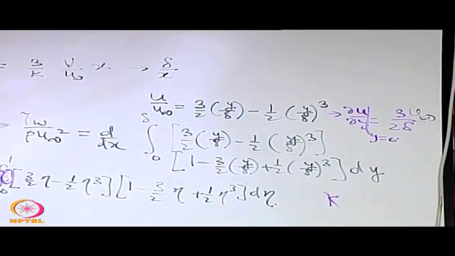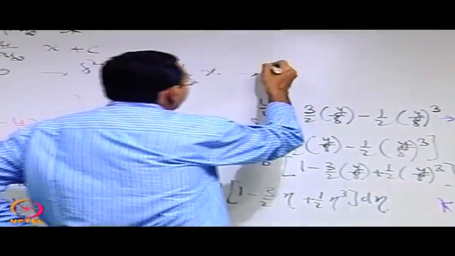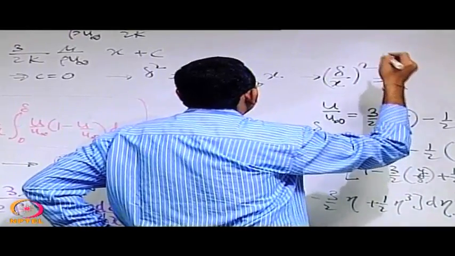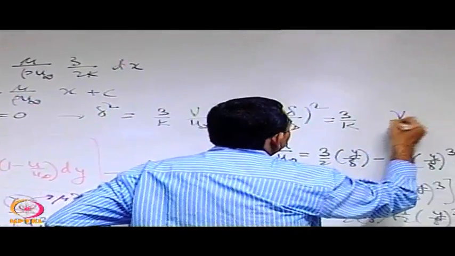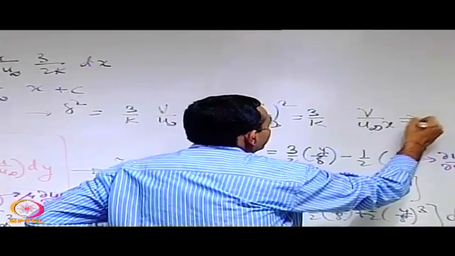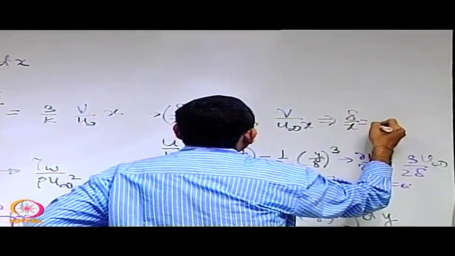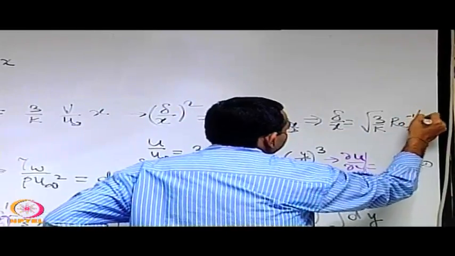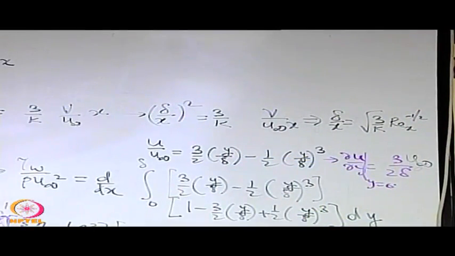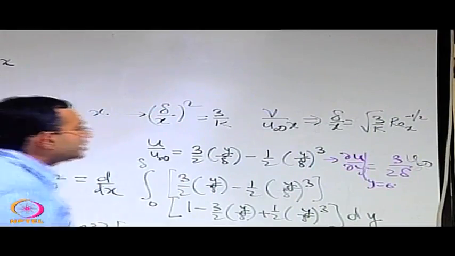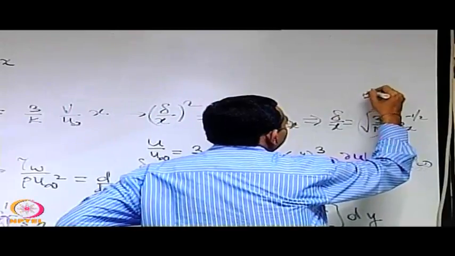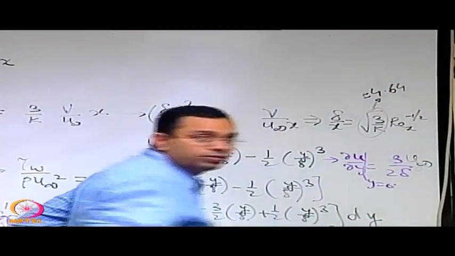Now if you divide it by x, delta square by x square is 3 by k into nu by u infinity x, that means delta by x is the square root of 3 by k into Reynolds number to the power minus half. If this is calculated, this comes out to be this particular number, roughly, if I remember correctly, 4.64.